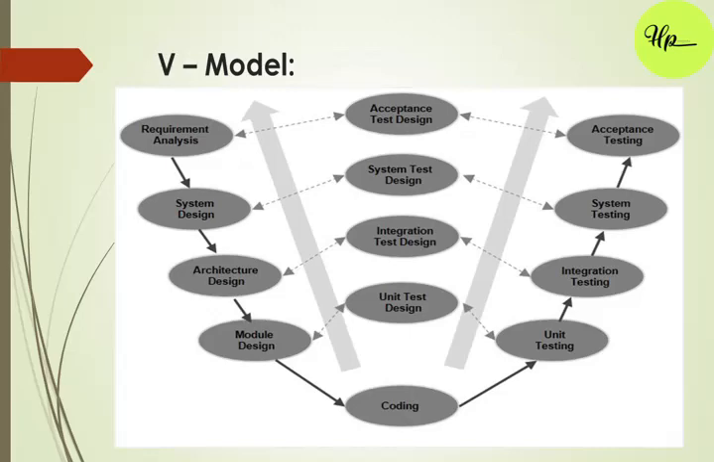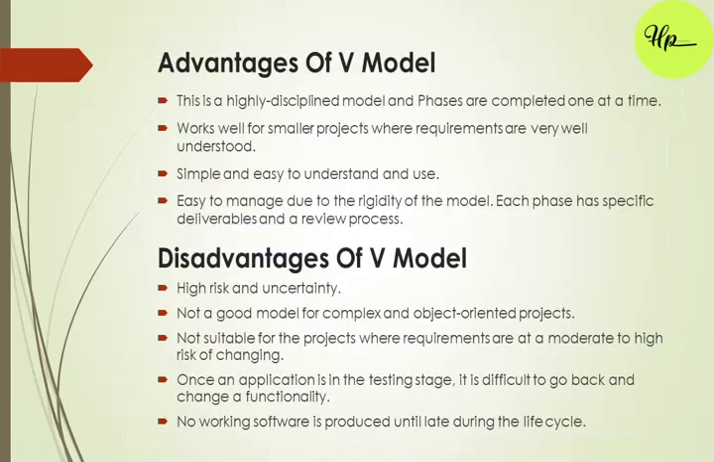And the last but not the least, validation phases. The different validation phases and types of testing in a V model are unit testing, integration testing, system testing, and acceptance testing. The V model also has some pros and cons. Here are the advantages of the V model. This is a highly disciplined model and phases are completed one at a time. This model works well for smaller projects where requirements are very well understood.